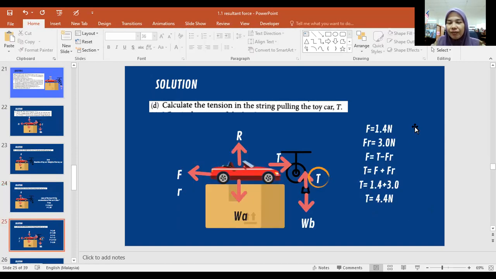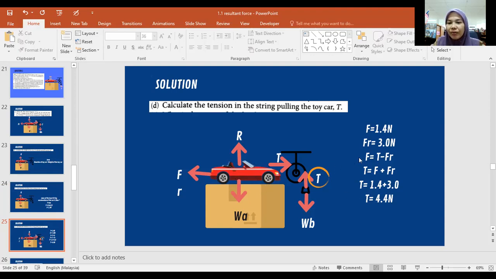Next, calculate the tension in the string pulling the toy car. This is when you need to draw the whole free body diagram on this object. We already have the resultant force equal to 1.4 newton. Friction is 3 newton. For the resultant force on the horizontal, F is equal to ma from Newton's second law, acting on the horizontal axis, because the object only accelerates on the horizontal axis.